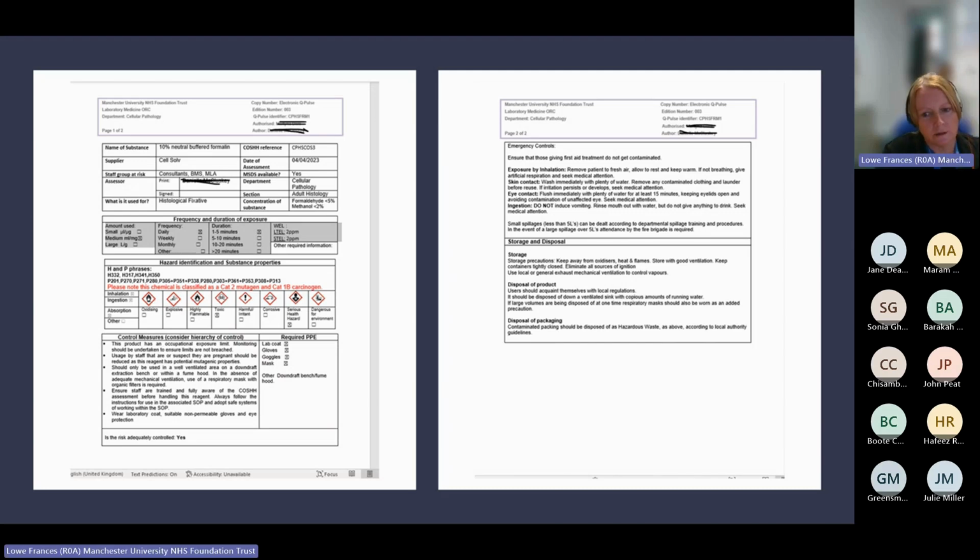The COSH form also states different names for chemicals. So for example, if it was like isopropanol, it's also known as propanol. So it can include different things like that. There's also how to store the chemical, instructions in case of injury or incidents, and also emergency controls, disposal instructions, and which PPE should be used. So there is quite a lot that goes into a COSH assessment.